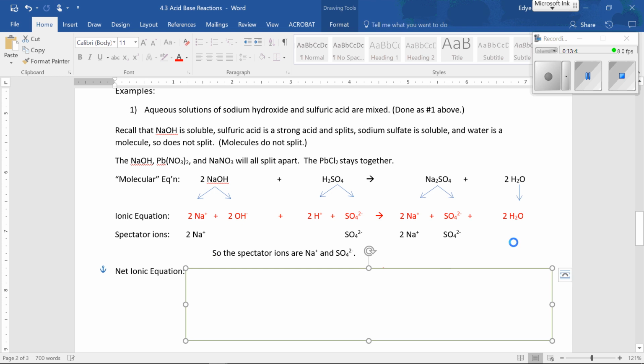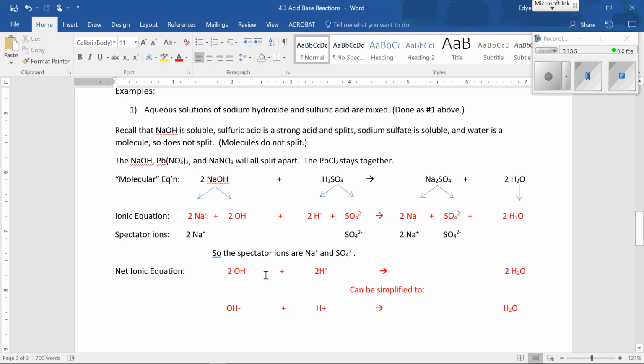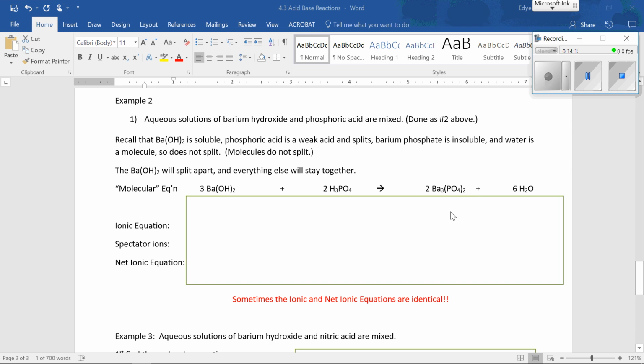We're going to cancel those out to get our net ionic equation, which you should be able to figure out on your own. You can pause and look at it. Okay. When we cancel out these spectator ions, we're left with the hydroxide, the hydrogen ion, and the waters. Notice we have a common factor of 2 in here, so we can simplify this into 1 hydroxide, 1 H plus, making 1 water.